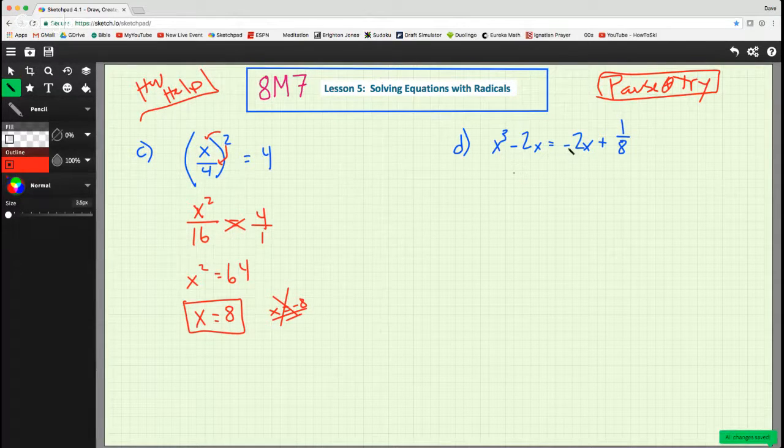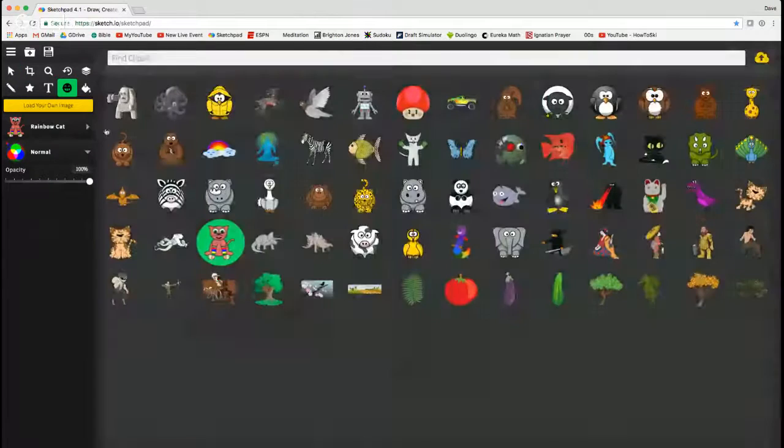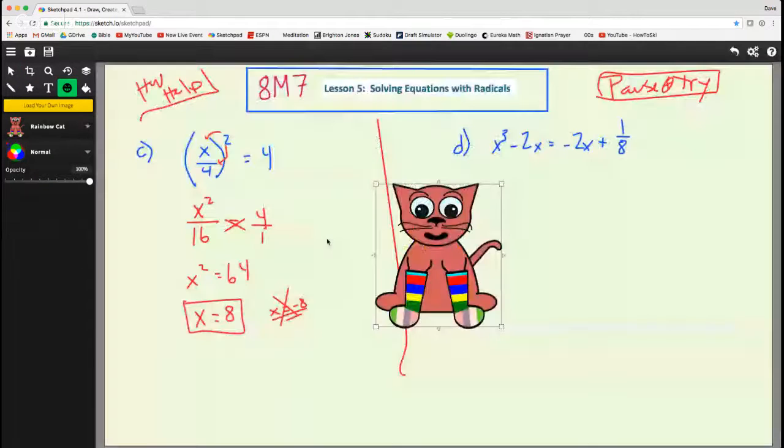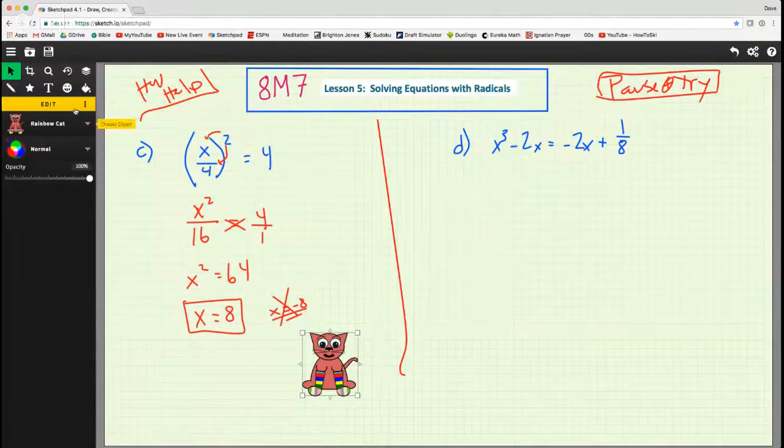Okay, over here, you know what? We haven't given ourselves a happy cat. Let's do that. Why don't the happy cats come out? There we go. Happy cat, come out and play. All right.